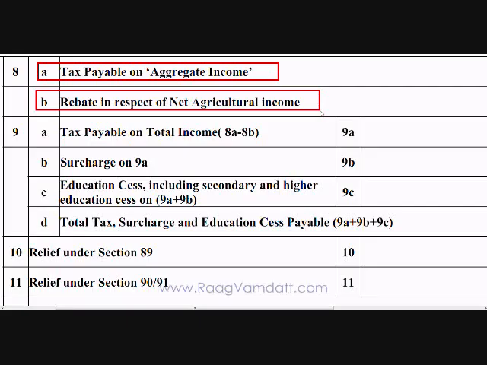The tax payable on total income is the difference between 8A and 8B. Subtract the amount in box 8B from the amount in box 8A and put the result in box 9A. If your total income is more than rupees 10 lakhs for the year, then calculate 10% of the amount in box 9A and put it in box 9B. This is the surcharge on income tax.